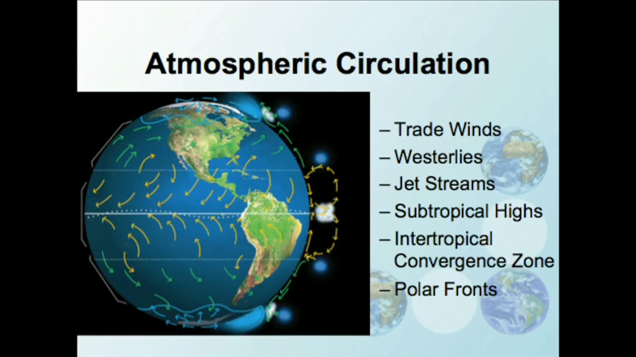So this sets up an overall system of atmospheric circulation where you have trade winds, jet streams, high tropical zones, and polar fronts. Of course, we're talking about climate as the average weather for places, and then the day-to-day weather that we see is influenced by these things and much more specific.